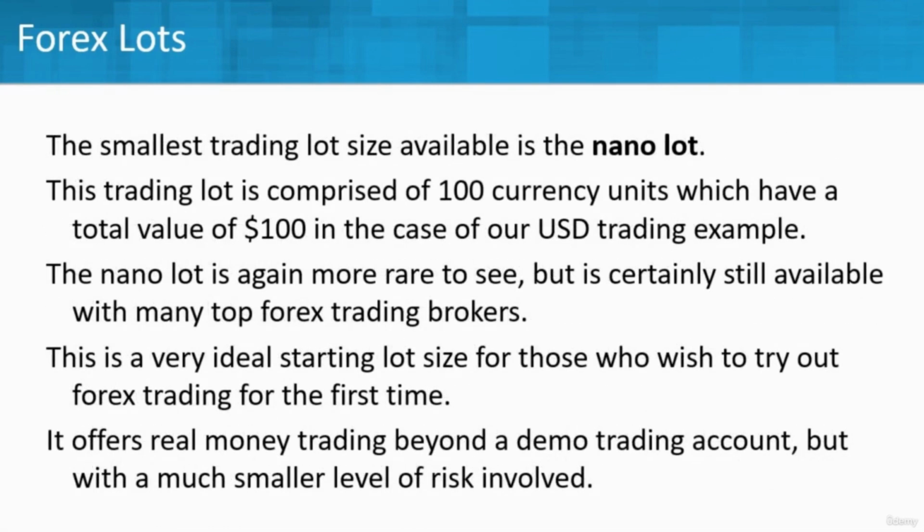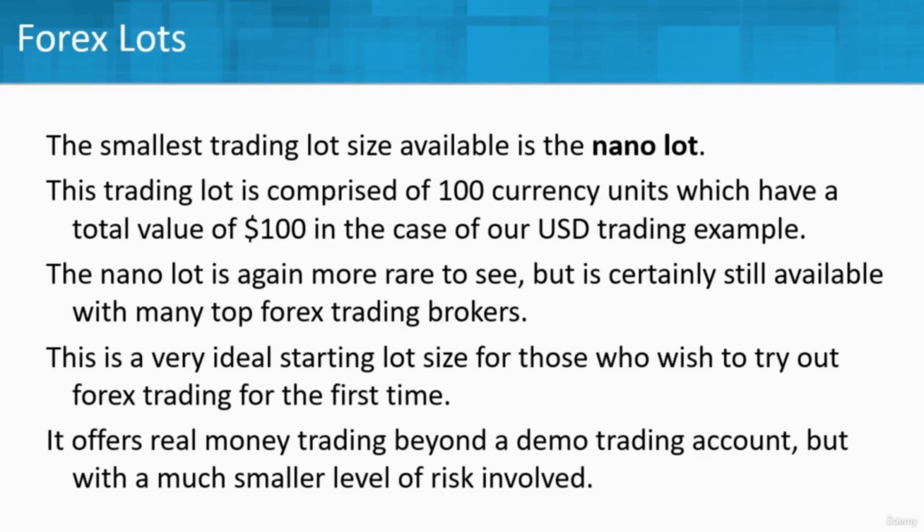And then the smallest lot, as mentioned there, is the nano lot. And that's comprised of 100 currency units, which is total value of $100 in the case of a U.S. trading example. Nano lots are rare to see, but certainly still available with many top Forex brokers. And that's a great starting place if you're coming right out of demo or paper trading.